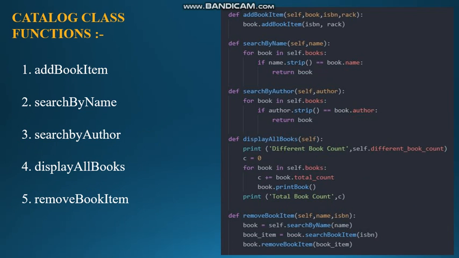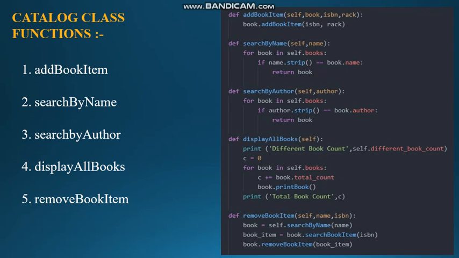We also have other functions defined in catalog class, such as add book item, search by name, search by author, display all book, remove all book item. Here add book item function takes variables such as book, ISBN number, and RAC. Also we can search a particular book with the help of its name. So it will take an input variable as name.